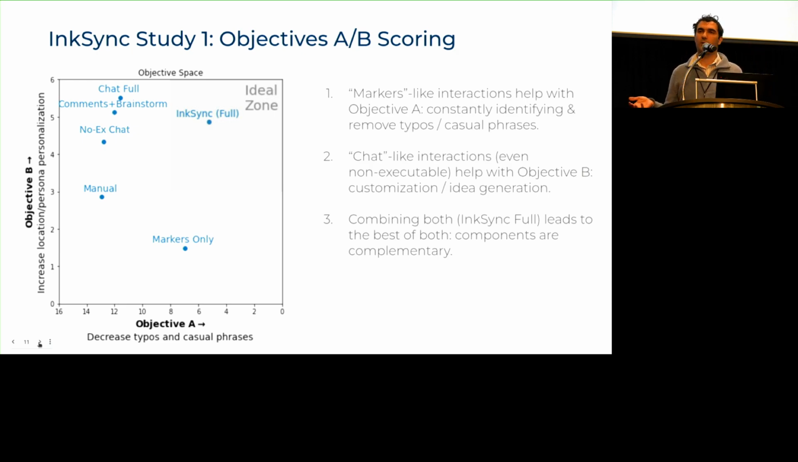So people set a marker at the start, and then they don't have to go to the chat and ask, are there typos now? What about now? Are there typos, right? It's kind of continuously running. On the other hand, for things like objective B, where you're trying to personalize or get new ideas, a chat-like interaction is better. And then, of course, the interface that has both tends to do well on both objectives. So that was pretty cool.